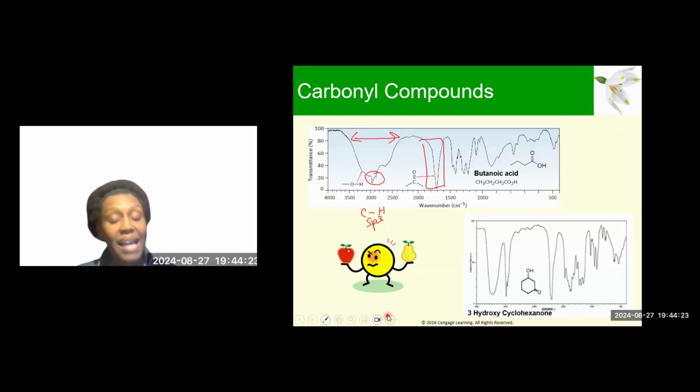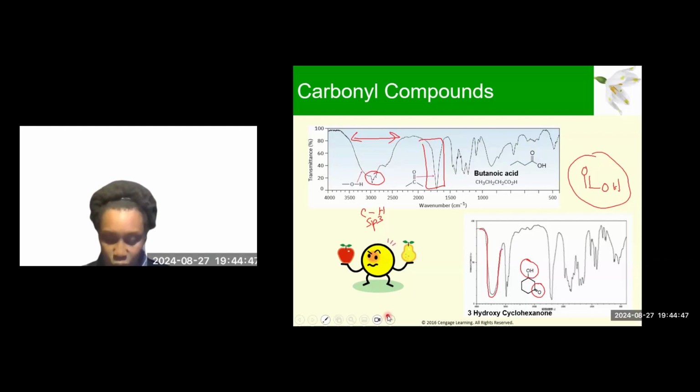Now, let's not get this confused. Let's look underneath at the 3-hydroxyl cyclohexanone. Just because you have an OH group and a carbonyl group does not mean it's going to be a carboxylic acid. They have to be attached to each other to create that delocalization. So if they're not directly attached to the same carbon, you're going to simply just have an alcohol group, which is a regular broad peak that's nice and smooth. And then you would have a carbonyl group as well.